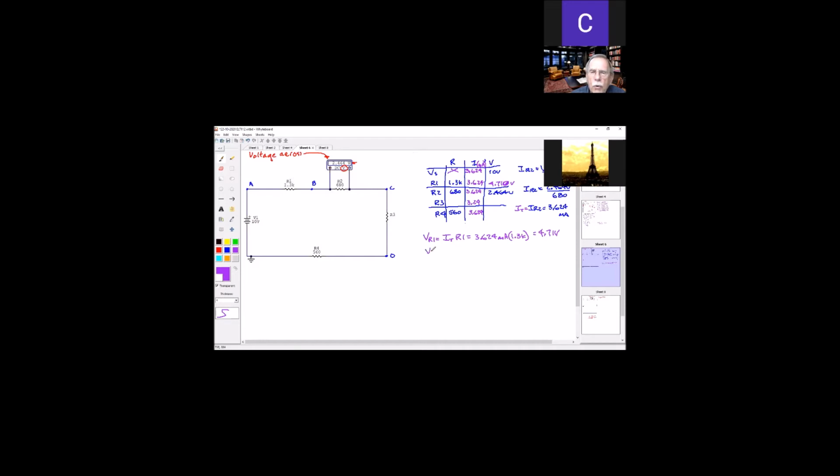V sub R4 is IT times R4. So I've got 3.624 milliamps times 560.